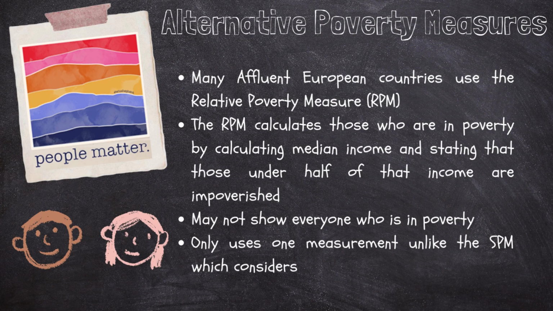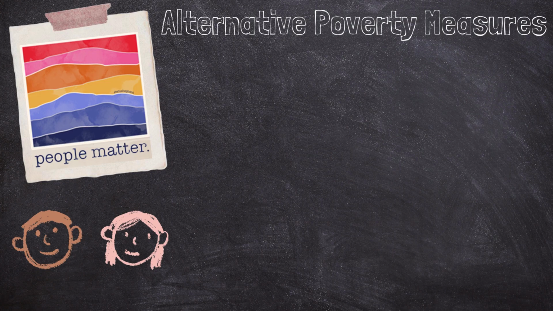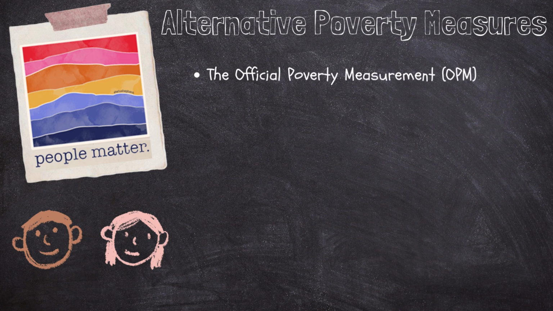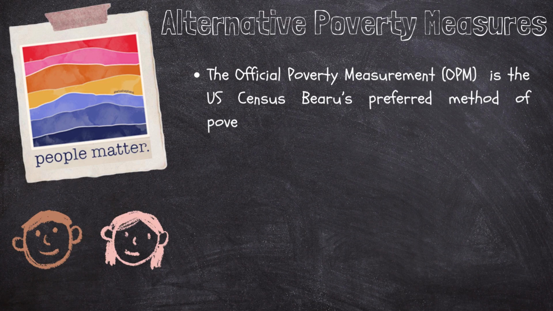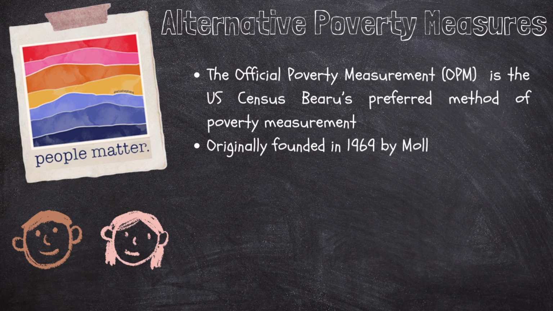Modified SPM, which considers multiple factors to ascertain whether or not households can afford what they need, is a much better measurement for poverty. The Official Poverty Measure, OPM, is the preferred method of poverty measurement by the U.S. Census Bureau. Originally founded in 1969 by Molly Orshansky, the OPM has remained the official method in the United States ever since. Though its longevity in theory helps aid in seeing trends of poverty in America, its inability to adapt to modern living habits and standards has made it unable to give an accurate reflection.